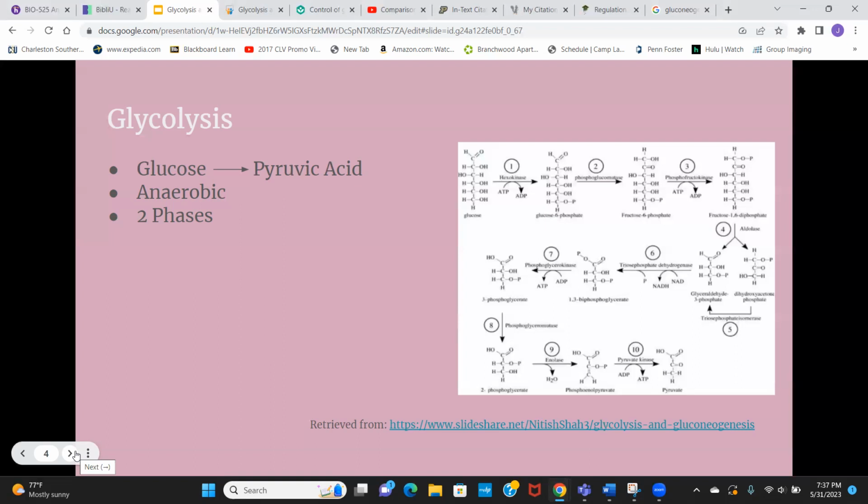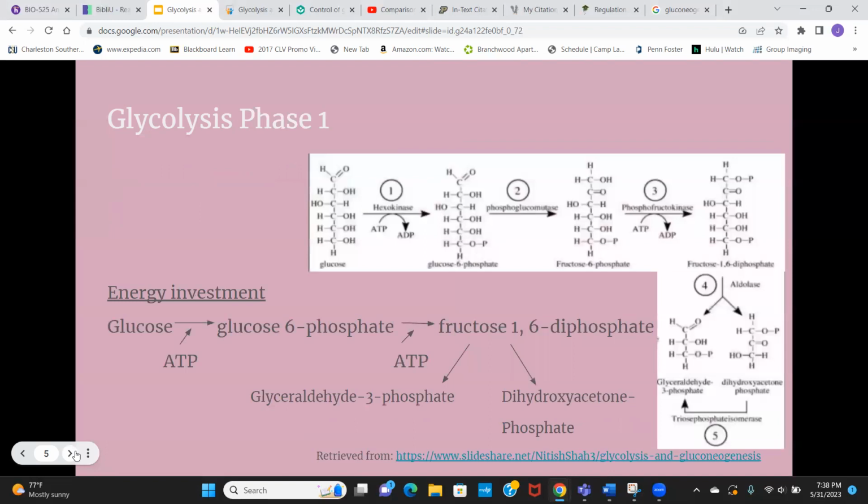Okay, so let's start talking about our 2 phases. So we know our substrate is D-glucose, right? That's what we're going to start with. It's going to kick off our process. And we're going to go into 2 different phases, and we're going to call them energy investment and energy generation, or phase 1, phase 2, whichever is going to be easier for you to remember.